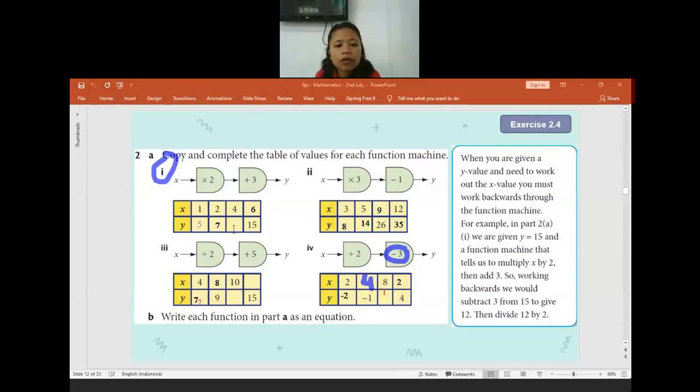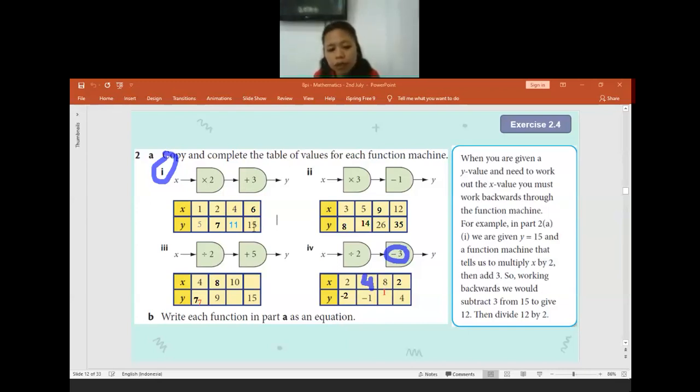Okay, let me try. First, the first 2 questions. In the first diagram, you have no difficulties. To get 6 also you have no difficulties. When the output is 15, the input is 6, you have no difficulties. To find the input when you already have the output, you have to do it from the back in the opposite way.